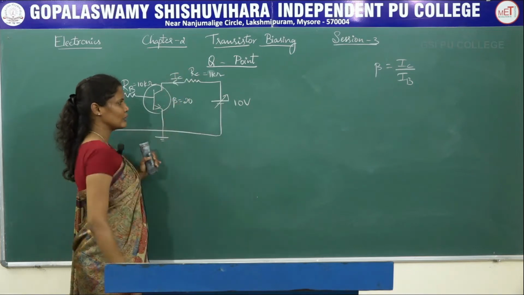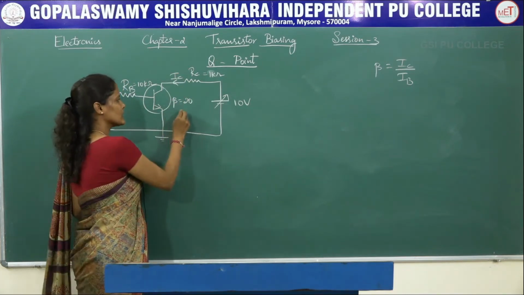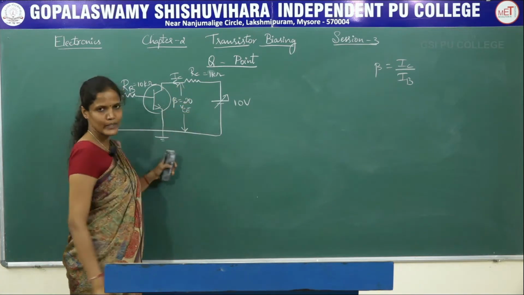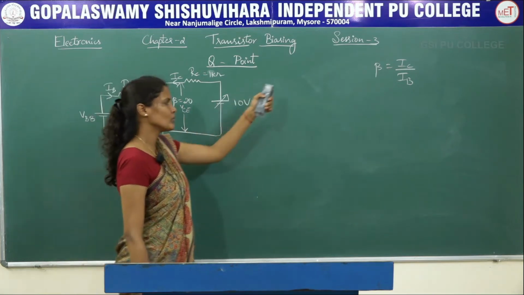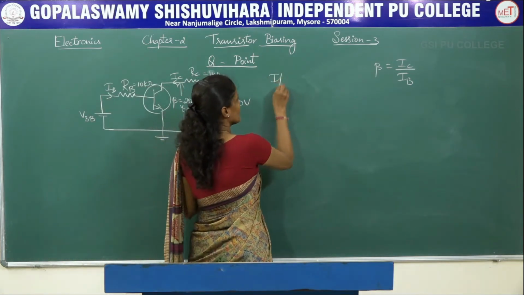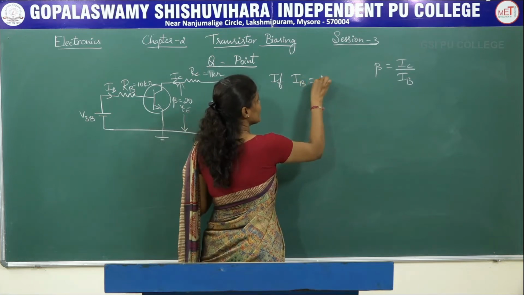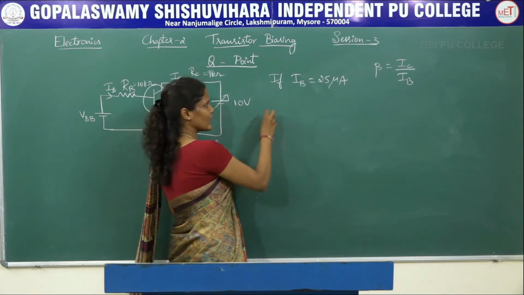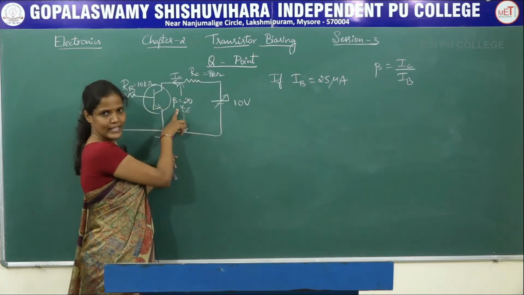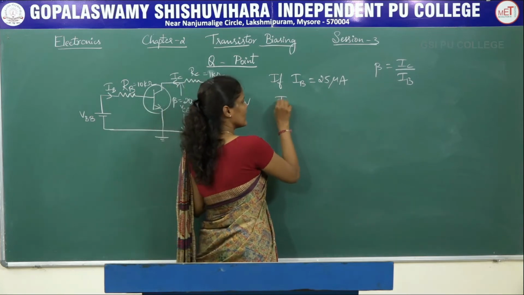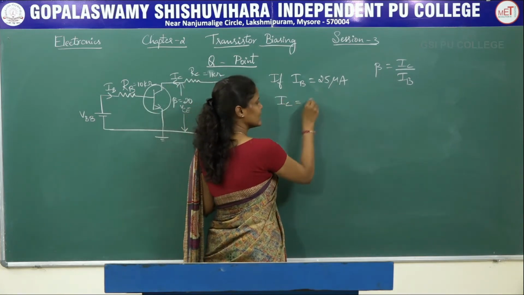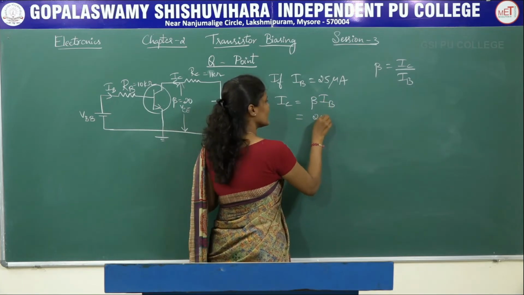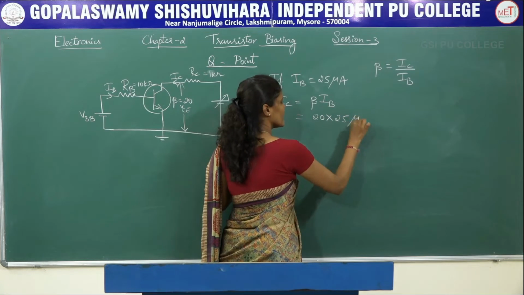Once we calculate the IC value, then we have to calculate the other point, what is called the VCE. So let us first try to calculate IC if the IB value is given as 25 microamps. For IB equals 25 microamps and beta equal to 20, if I alter this equation, IC equals beta times IB. Beta is 20 into IB is 25 micro.